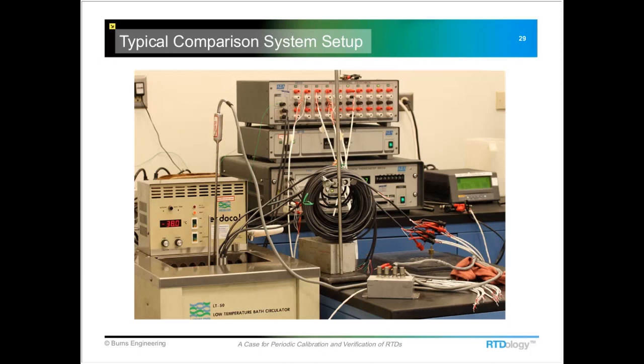Typical lab setup. Here we show a low temperature bath that might be set at -80 or -38 C or whatever. This is an SPRT right here that's monitoring the temperature of that bath. We have a multiple input data acquisition system here, and a thermometry bridge that's kind of hidden behind all the cables. And this would all lead back into, it might be a PC that has the data acquisition software on it.